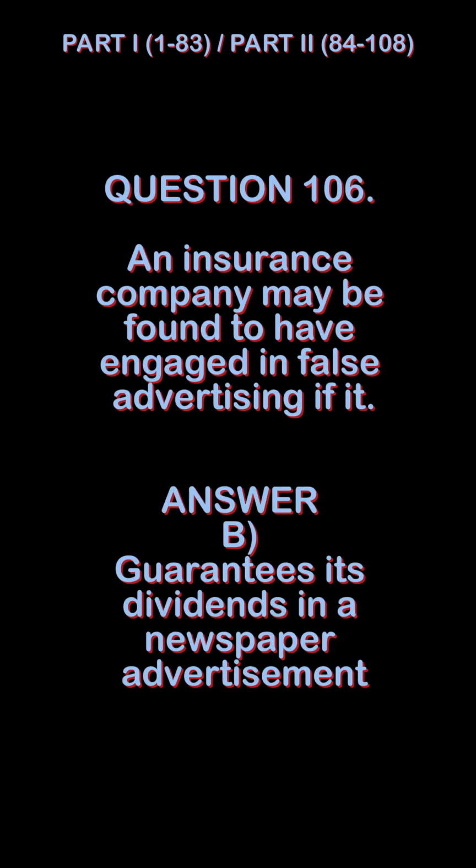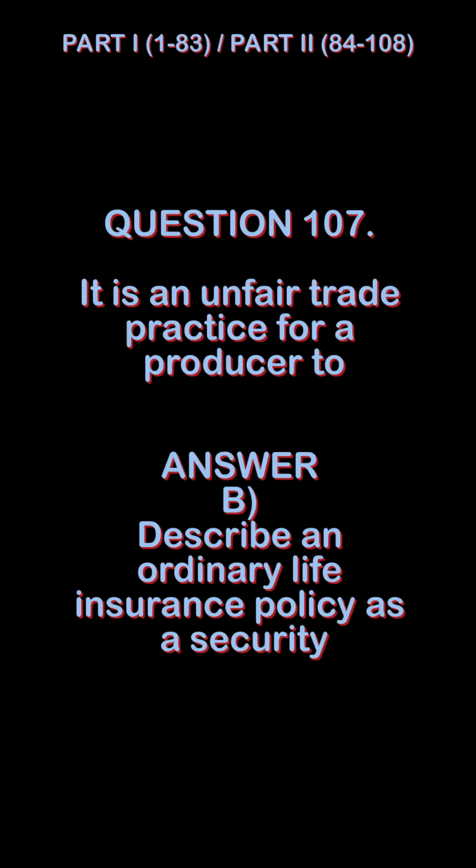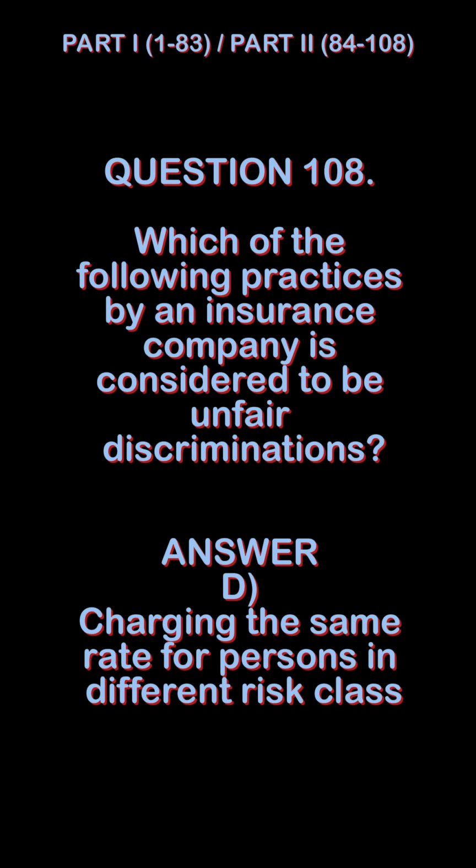Question 106. An insurance company may be found to have engaged in false advertising if it, answer B, guarantees its dividends in a newspaper advertisement. Question 107. It is an unfair trade practice for a producer to, answer B, describe an ordinary life insurance policy as a security. Question 108. Which of the following practices by an insurance company is considered to be unfair discrimination? Answer D, charging the same rate for persons in different risk classes.